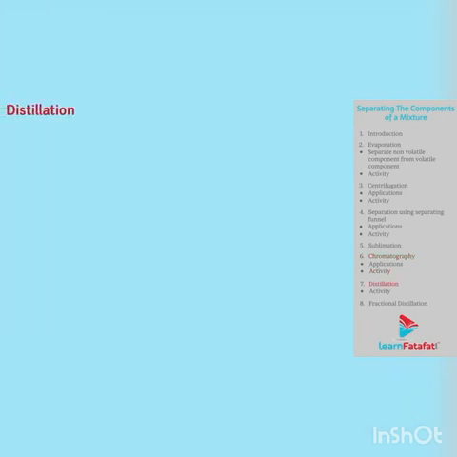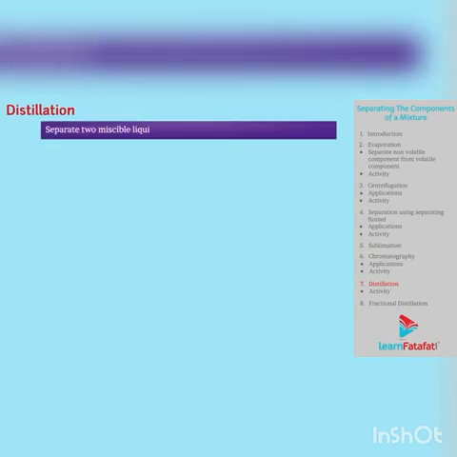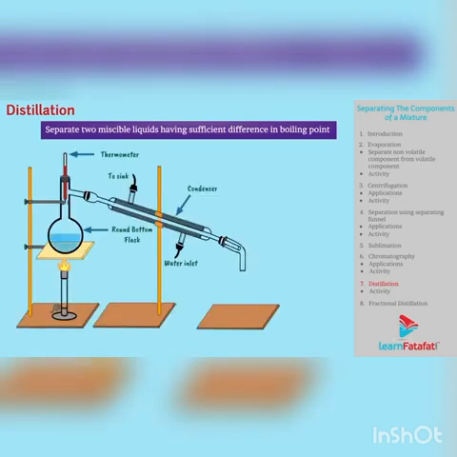Distillation. This process is used to separate two miscible liquids having a sufficient difference in boiling point. In the mixture, the liquid with the lower boiling point evaporates first, undergoes condensation and is collected in a container. The liquid with the high boiling point evaporates later, hence it becomes easy to separate both liquids.